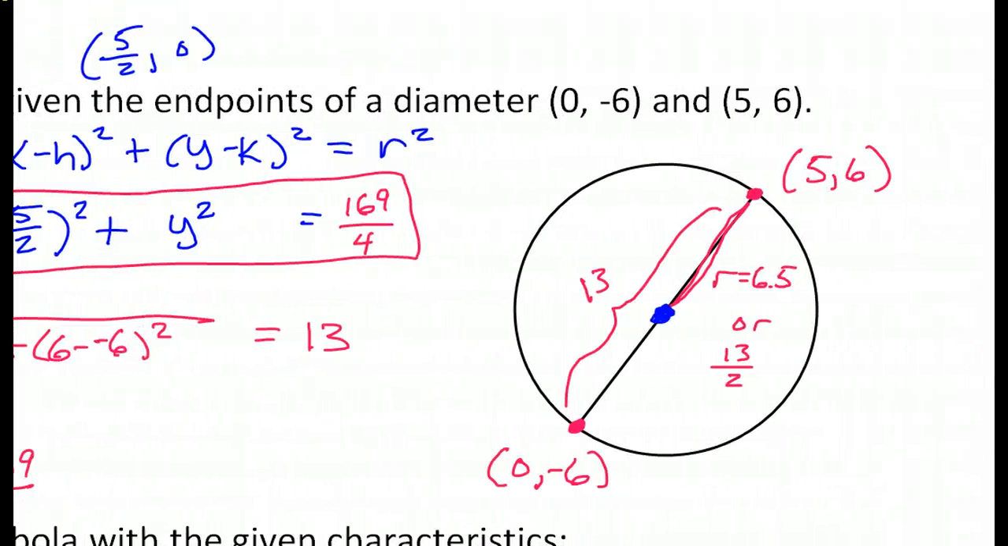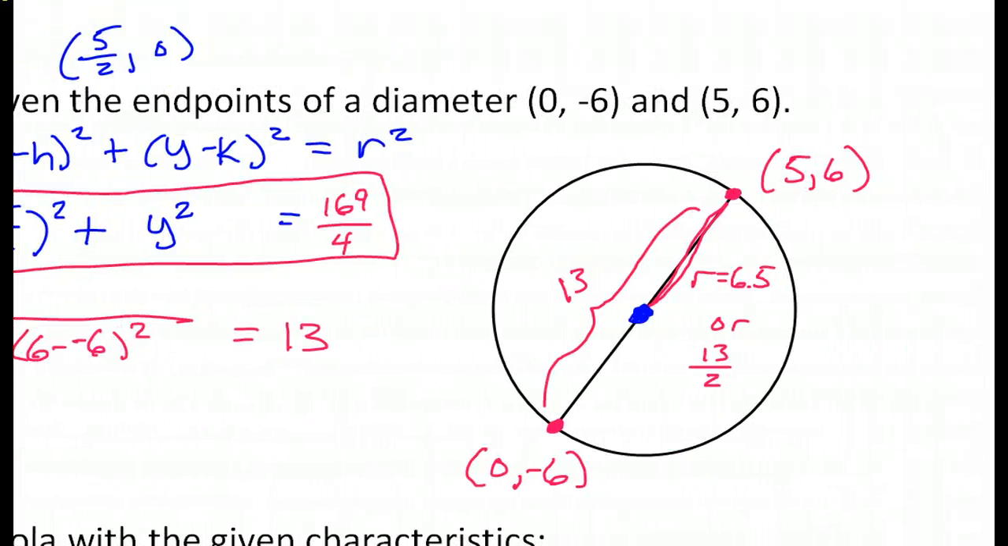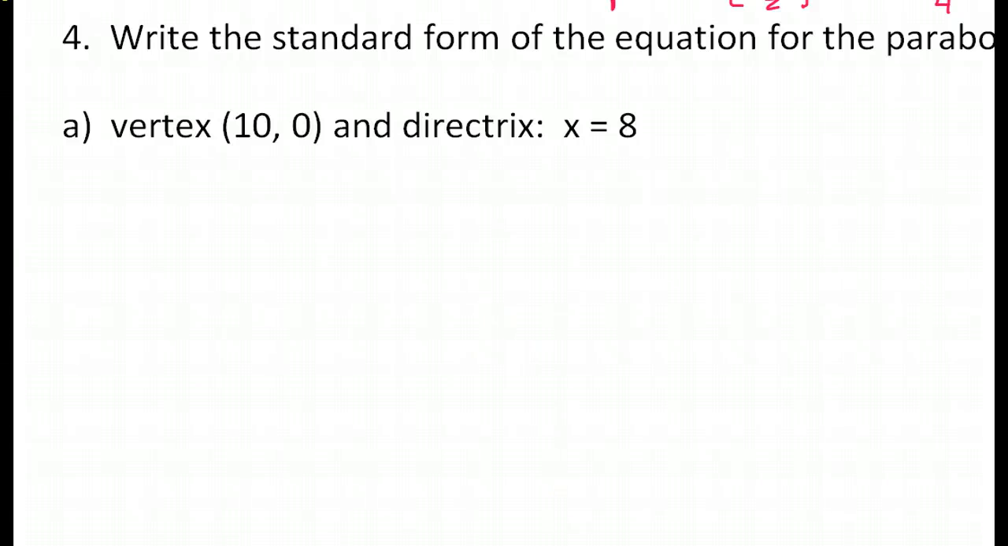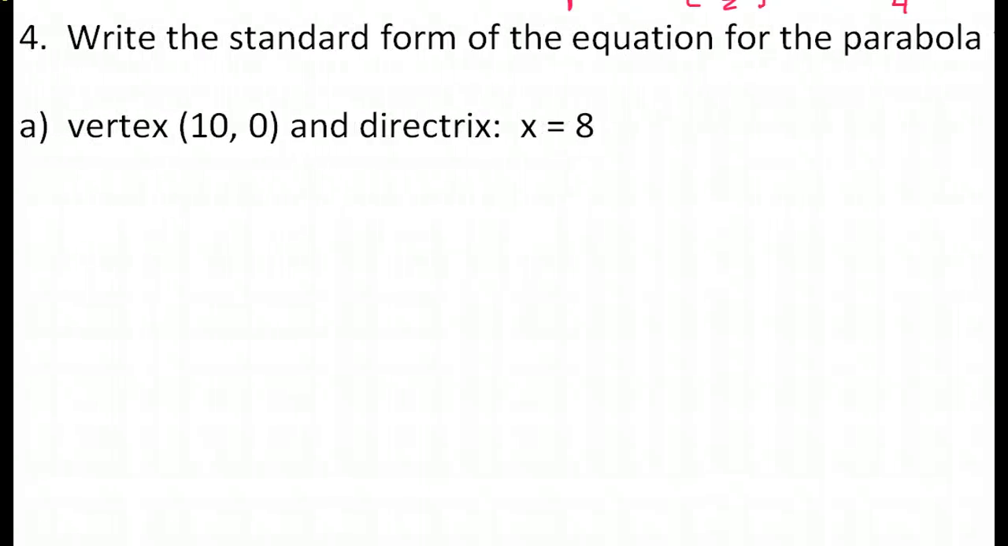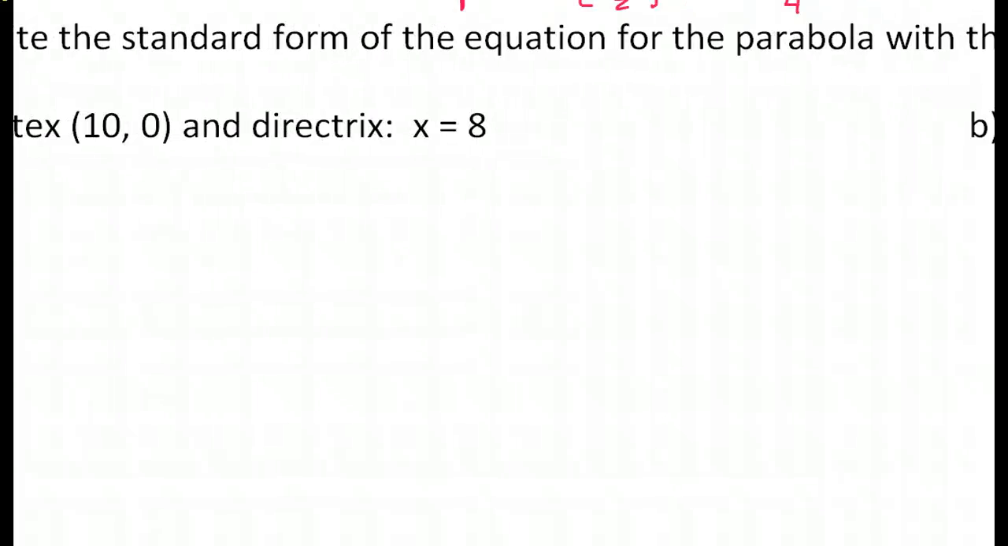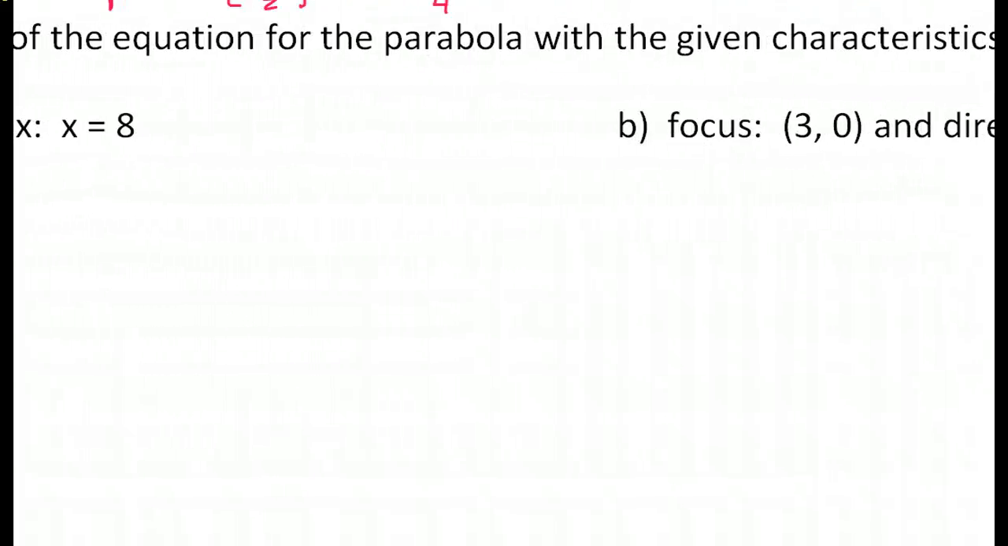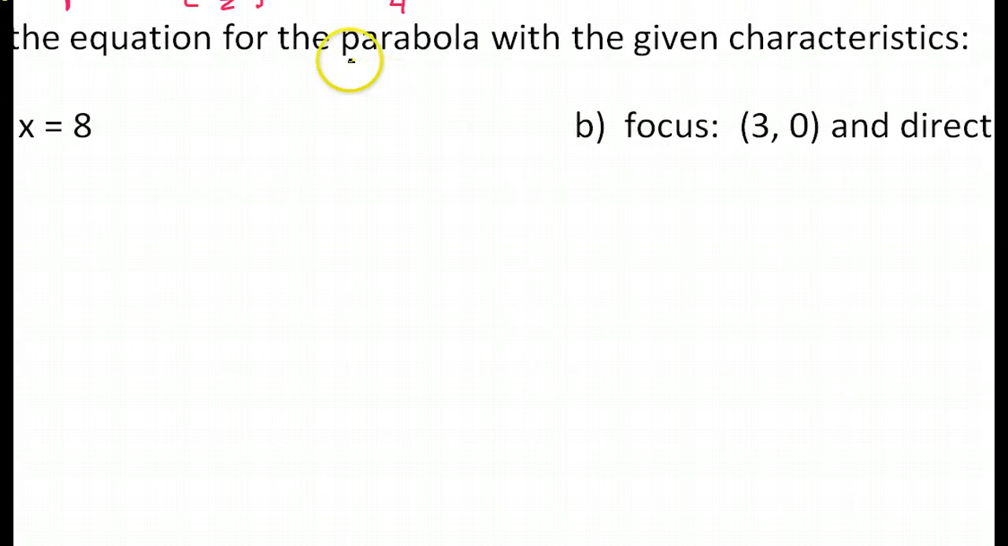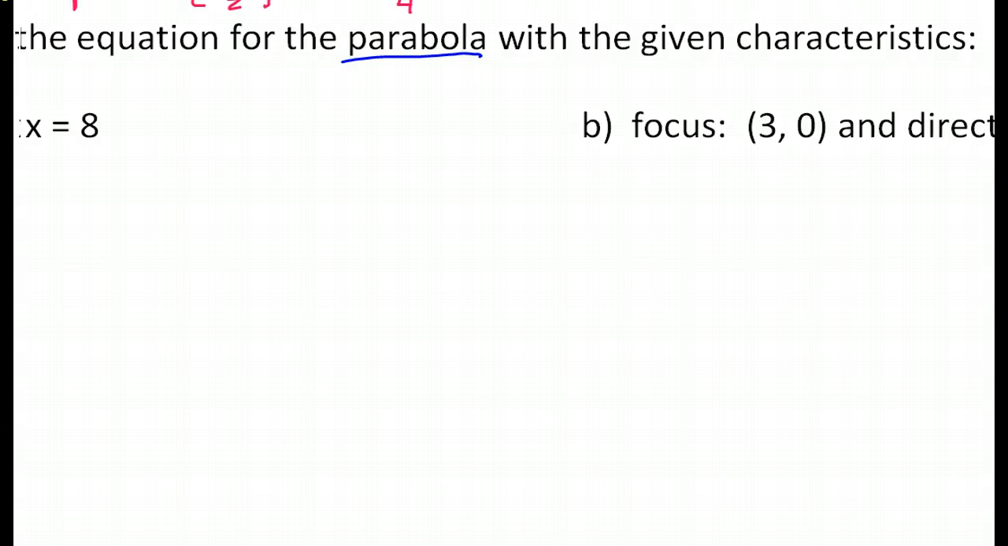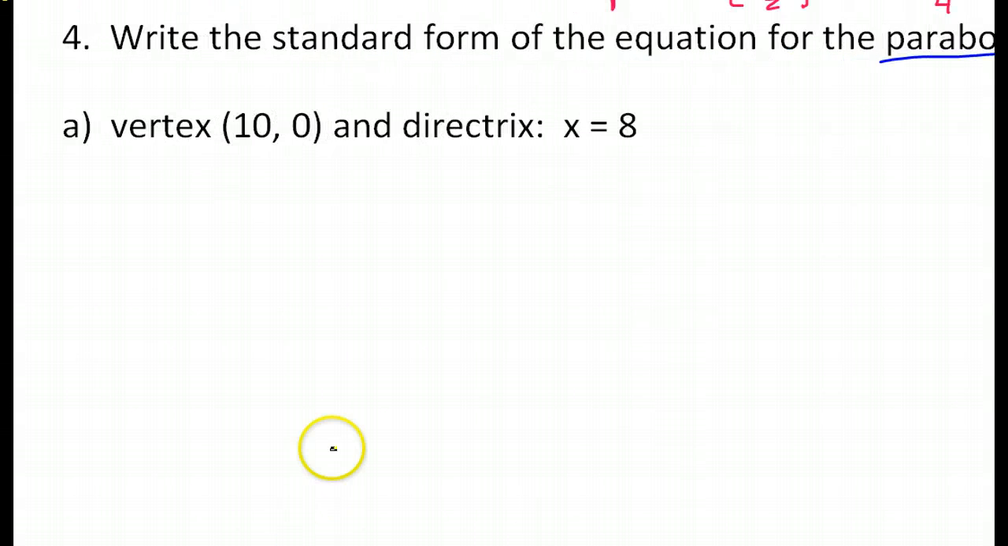Okay, that's pretty ugly, so I just want to double check this. Alright, number 4. Make sure you do not have a pencil or a pen in your hand. Write the standard form equation for the parabola with the given characteristics. So, parabola. Let's do part A here. We've got a vertex at 10, 0, and a directrix at x equals 8.